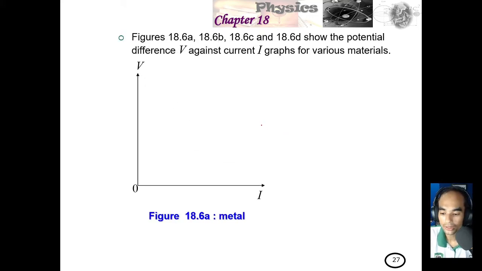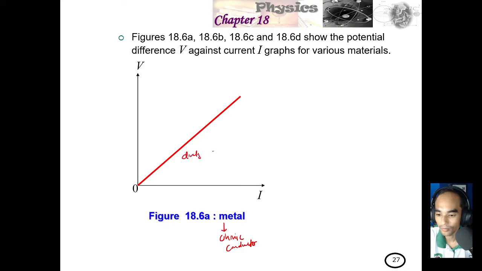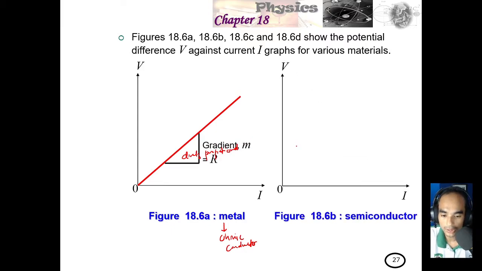We have figures 18.6a, 18.6b and 18.6c, which show the potential difference against current graphs of various materials. A metal is an ohmic conductor. Why do we call it ohmic? Because it obeys Ohm's law. You can see that the graph is directly proportional, with a gradient.